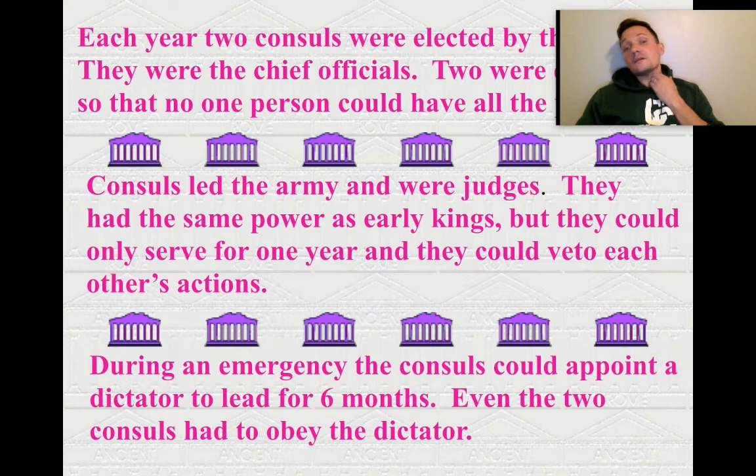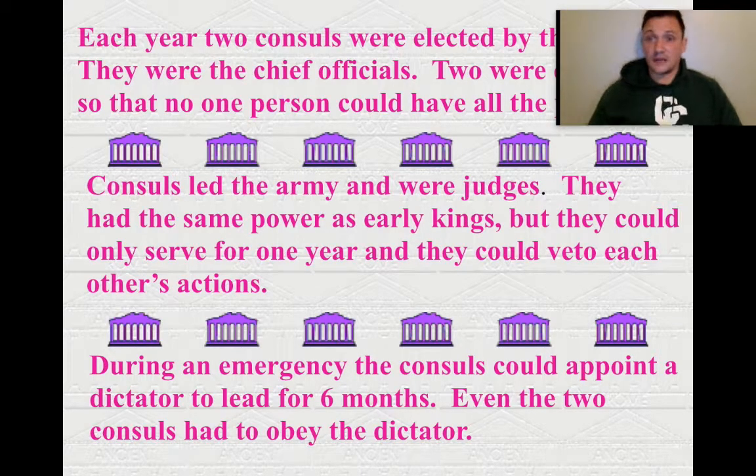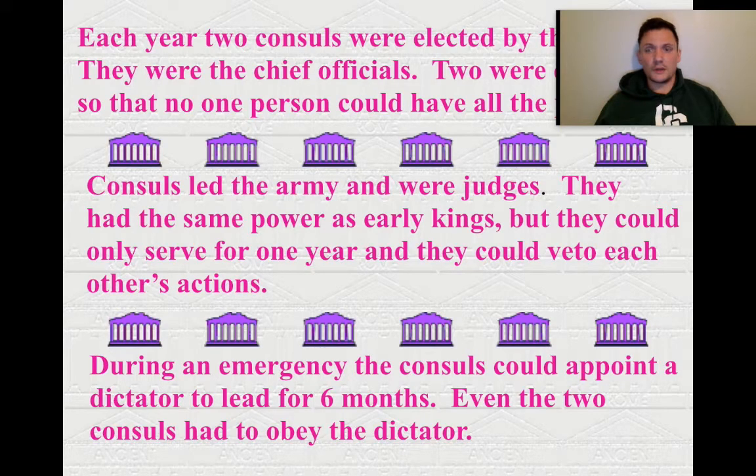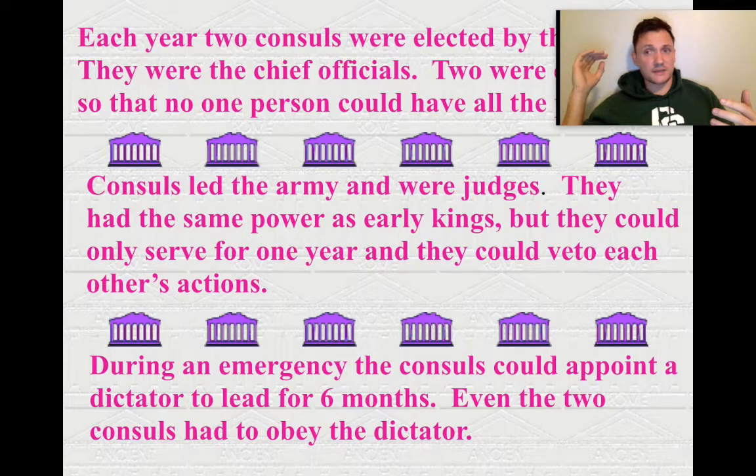So, during an emergency, the consuls would appoint a dictator to lead for 6 months until the war subsided and peace came back to the empire. Now, the 2 consuls had to obey whatever the dictator said. So already, as we can see, this is setting up a really, really big amount of power for one person, right? Because here's the thing. If the dictator chooses not to step down, he doesn't have to, right?